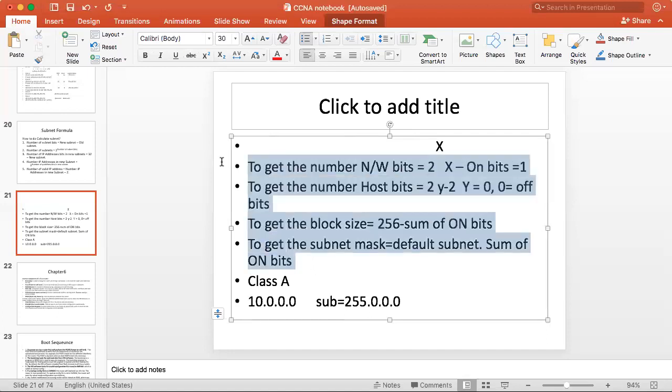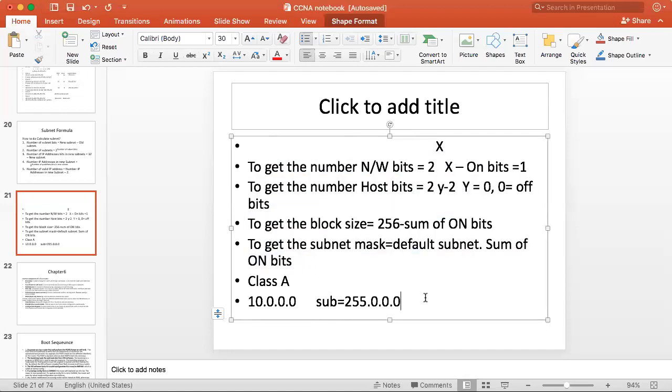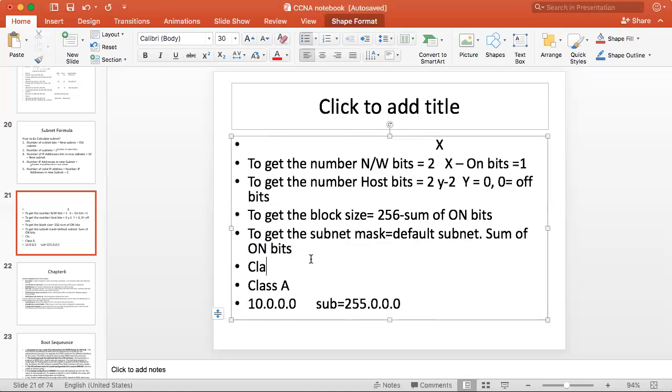So there are actually two types of IP subnetting: one is classful subnetting and one is classless. We are doing classful here. All right, so in this, let's put it into the formula.